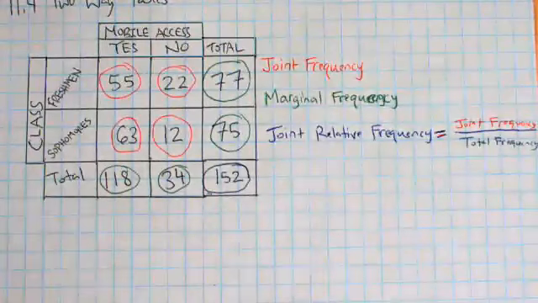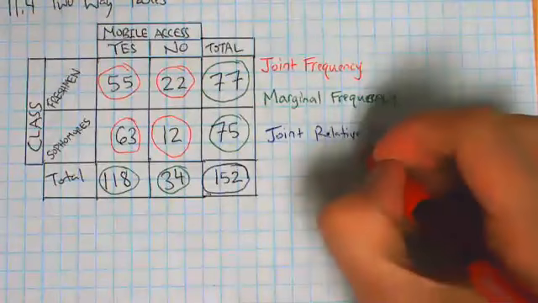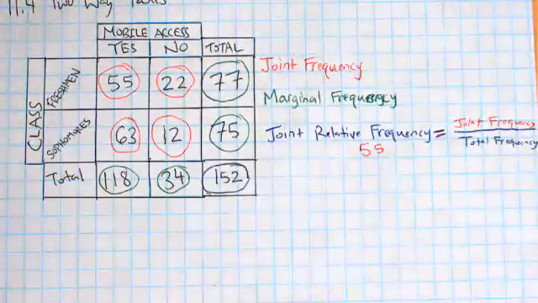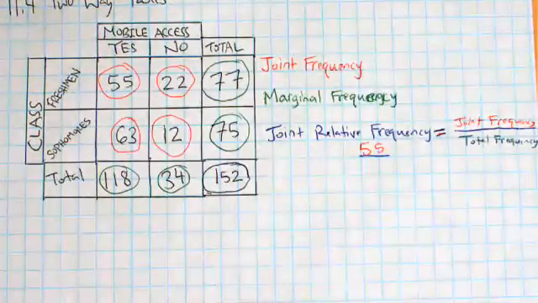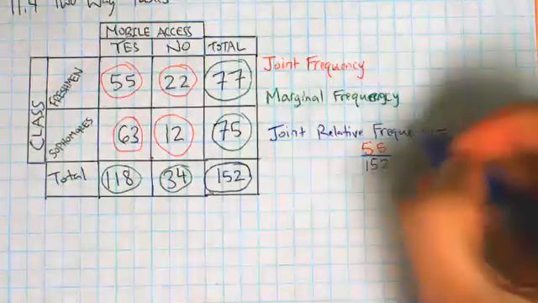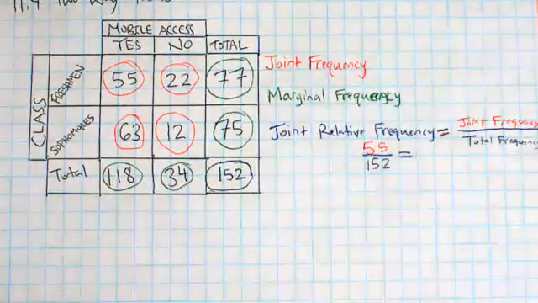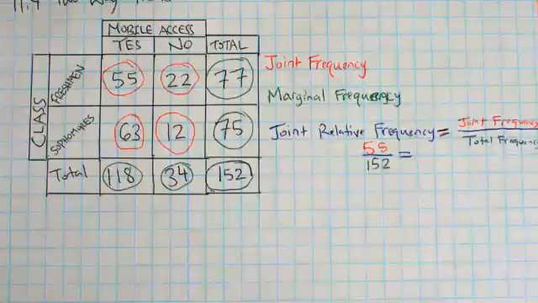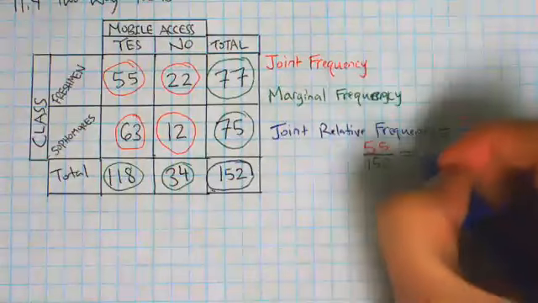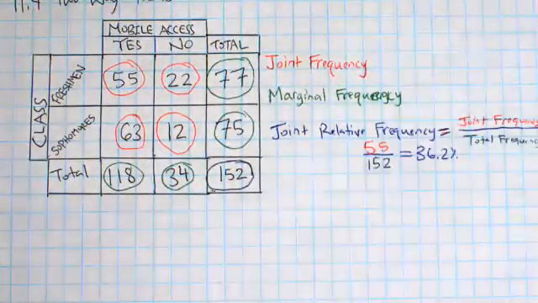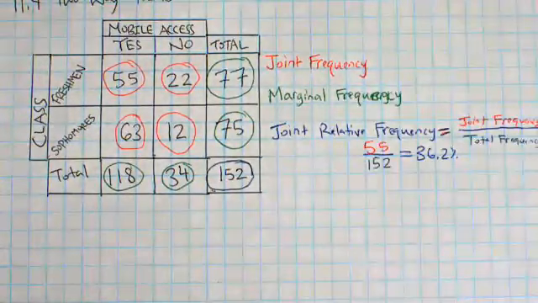So if you were to look at an example of this, it would be something like, all right, we would have 55 freshmen who have mobile access, and then that would be divided by the total of 152. And that would give us a percentage of 36.2%. So 36.2% of the students are freshmen who have mobile access is what this is telling us.